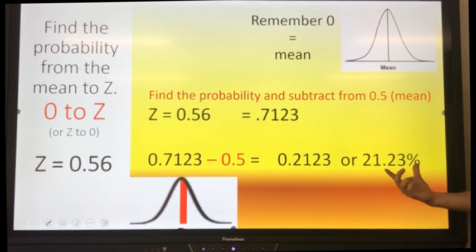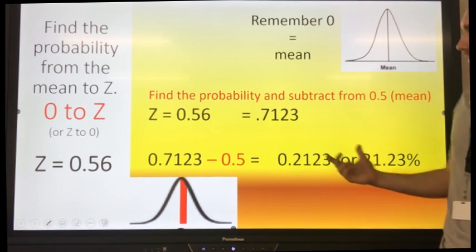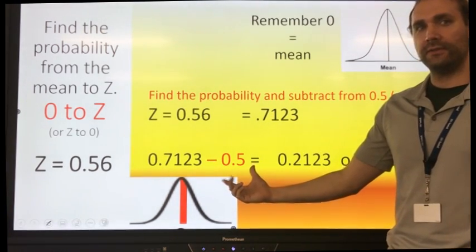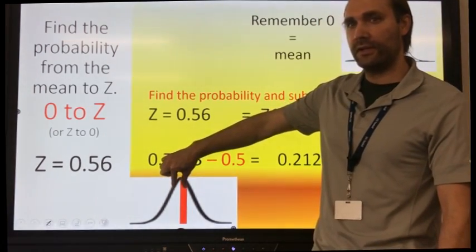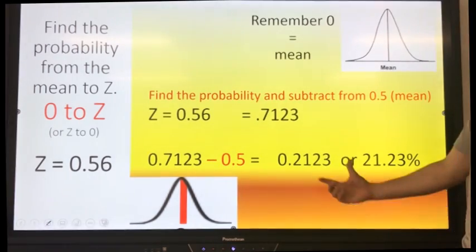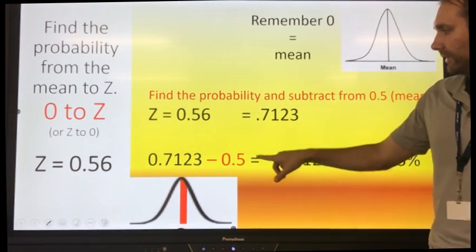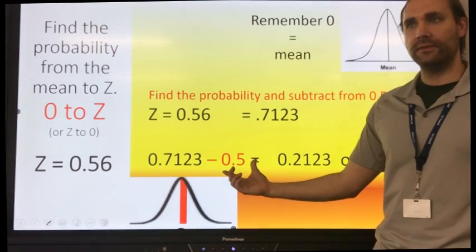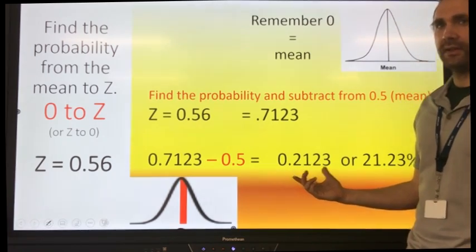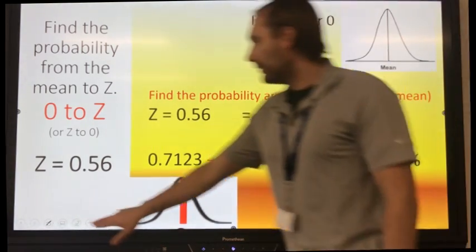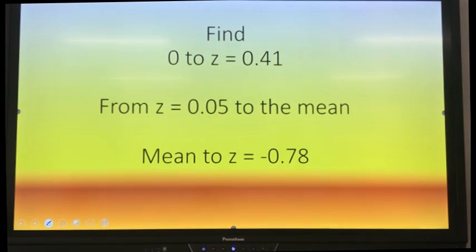So same thing as the last one. Well, not the same. What you're going to do is take your score, find it, subtract it from 0.5. That's going to find your percentage or probability between your z-score and the mean. Now note, if you happen to get a negative, let's say that this score is less than this 0.5, this is going to be a negative. Can you get a negative percentage? Just don't worry about that, just change that to a positive, okay? So notice these are saying the same thing, from 0 to z, from z to the mean, from mean to z. These are saying the same things. Take these percentages and subtract from 0.5.